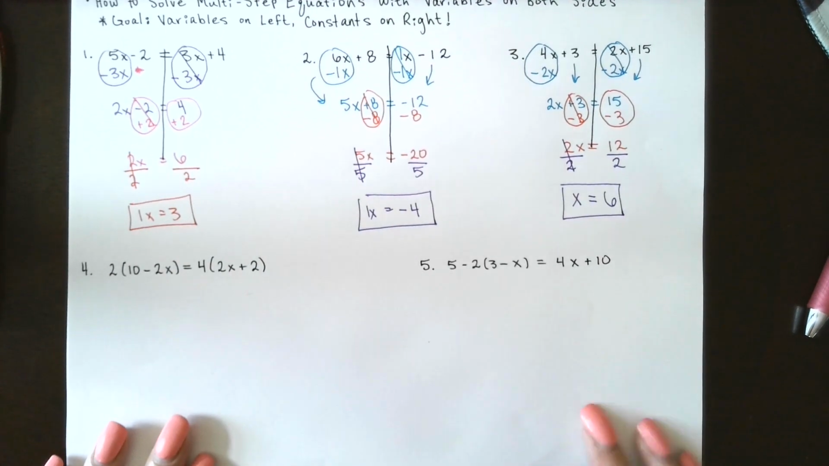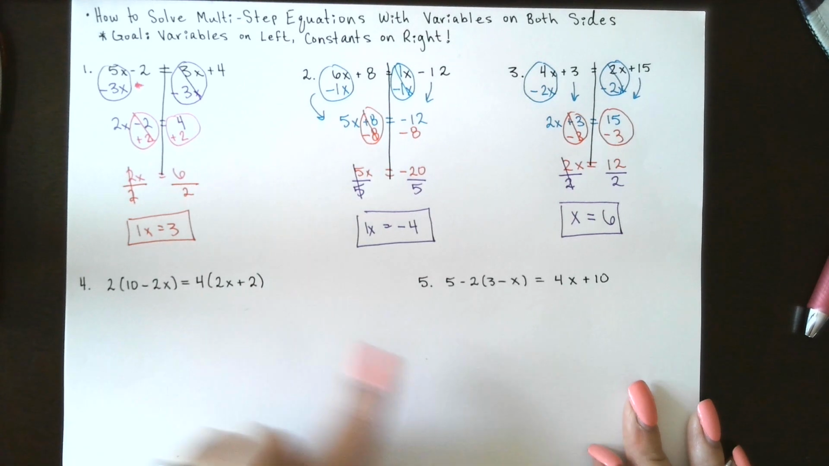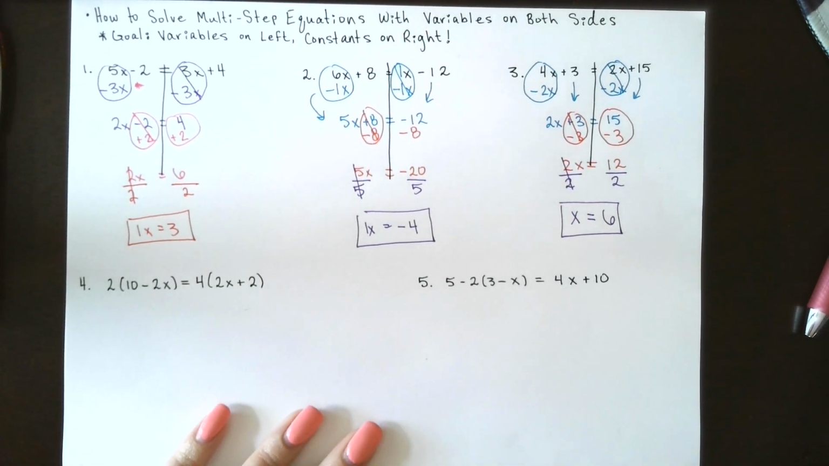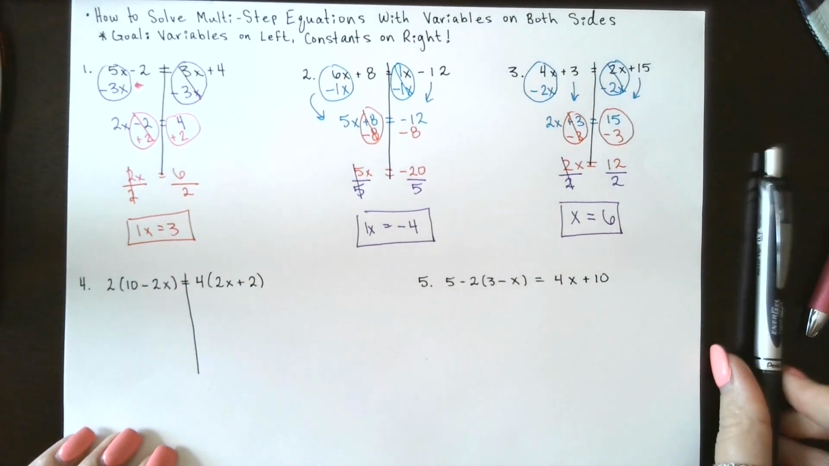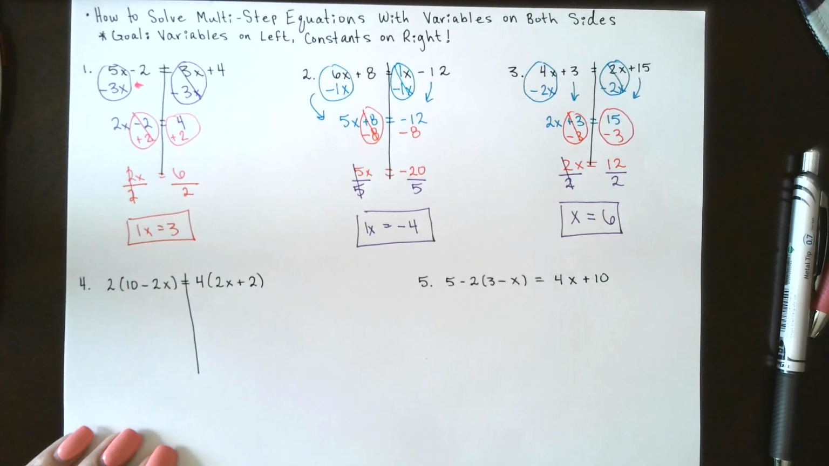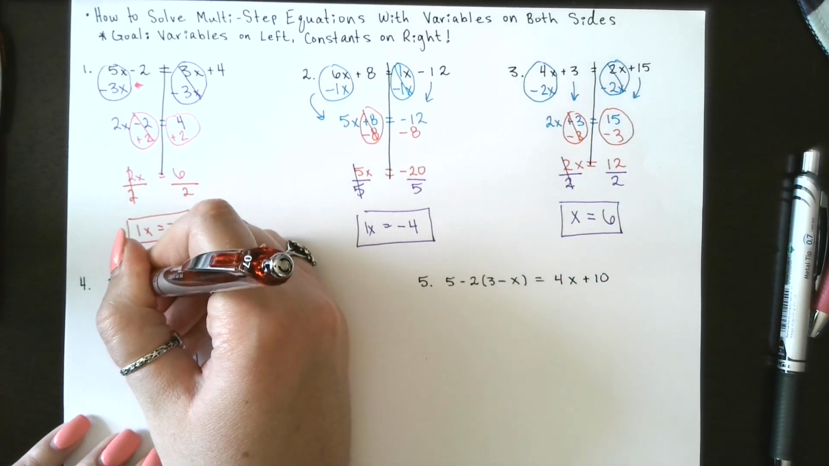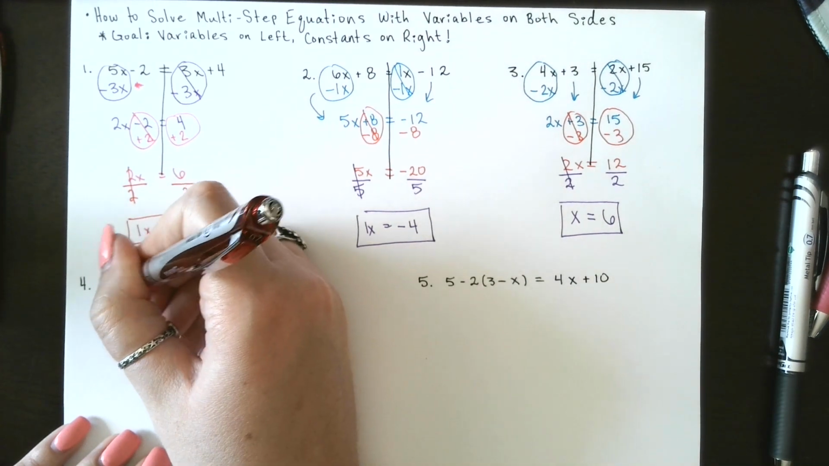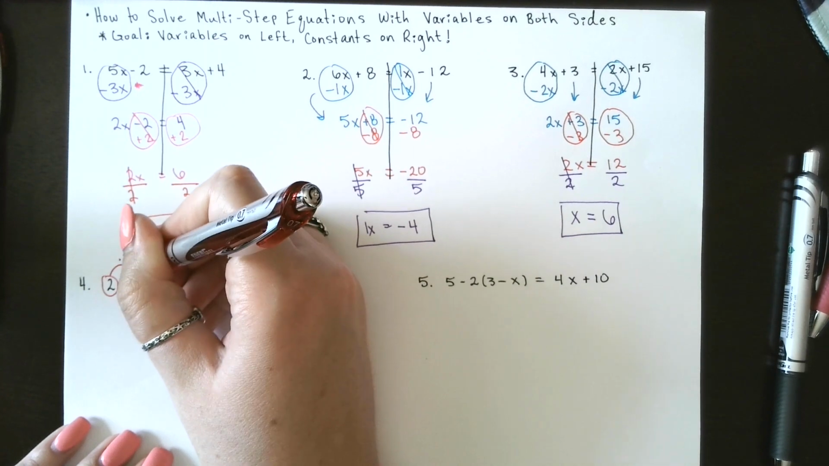Now let's look at options 4 and 5. These are a little bit different. These have parentheses, which means we are going to have to perform extra steps, but our goal is still the same. We have to remember that when we see parentheses, it means we have to multiply, we have to distribute. So I'm going to focus on the left side for now. I notice that the number stuck to these parentheses is 2. So I'm going to take 2 and multiply it to 10.